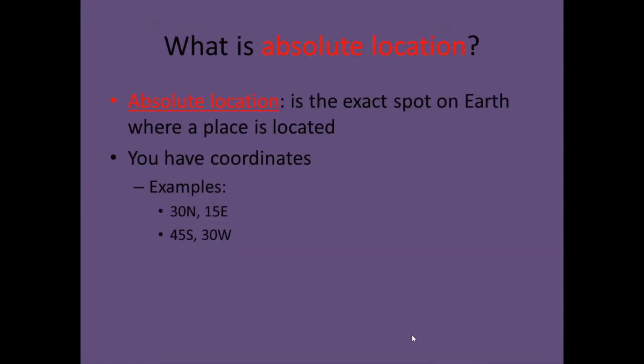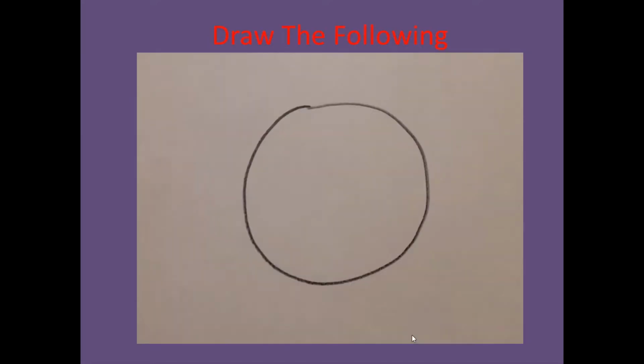So absolute location is the exact spot on Earth where a place is located. It's right exactly here. It's not kind of here, it's exactly here. And so you're going to give coordinates using these latitude and longitude lines, like 30 north and 15 east, or 45 south and 30 west. And we'll talk about how to do those coordinates as we go through.